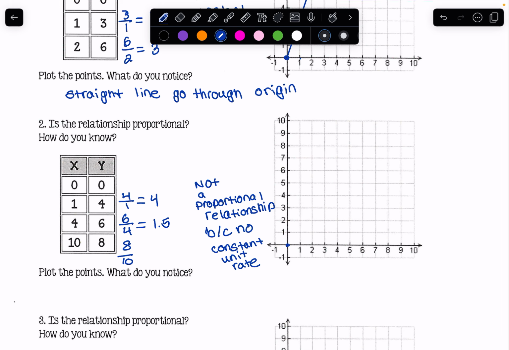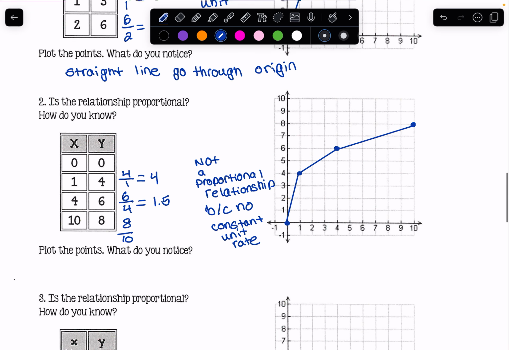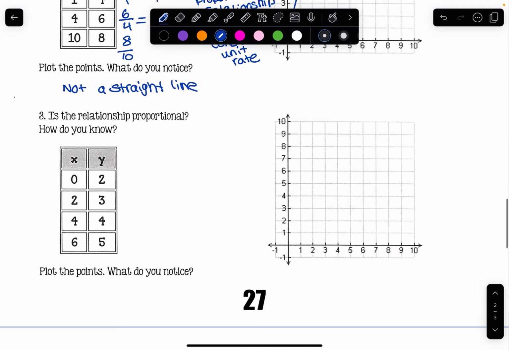So now I'm going to plot my points 0, 0, 1, 4. I now go to 4, 6, and then 10, 8. If I connect my points, you'll notice that although we still go through the origin, this is not a straight line. My line changes as I go through. That's because the unit rate changes as I go through my table. So now let's look at the next one.